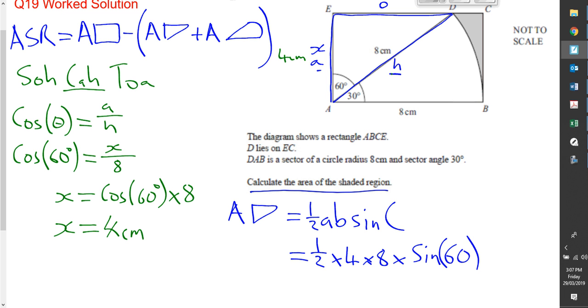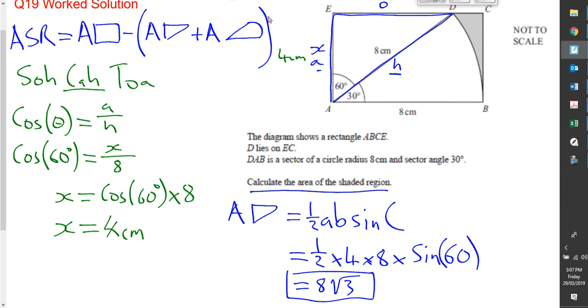Now if we work that out on our calculators, half of 4 is 2, 2 8s are 16, so that'll be 16 sine 60, and 16 multiplied by the sine of 60 will give us 8 root 3. All right, so we have the area of our triangle, so now we need the area of our sector.